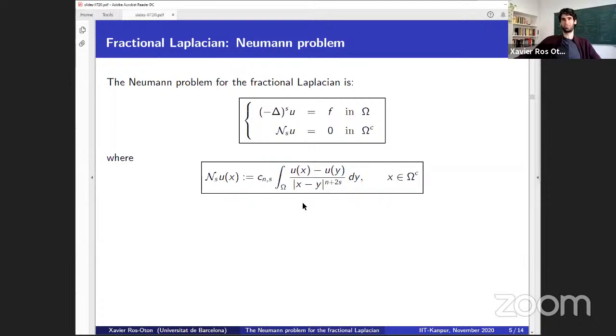So it's a bit different. This condition is only meaningful when x is very, very close to the boundary. As x goes to the boundary, in the limit you get only a condition on the boundary. It's a bit delicate to see that, but you can see it in our first paper with Serena Dipierro and Enrico Valdinoci. And then we proved that this is what happens.